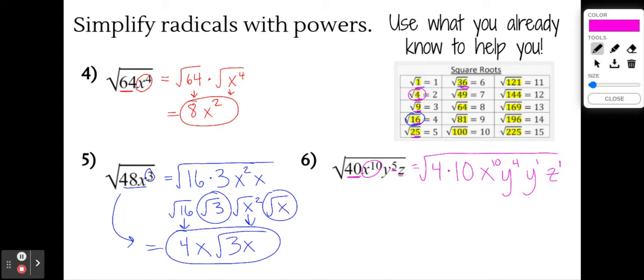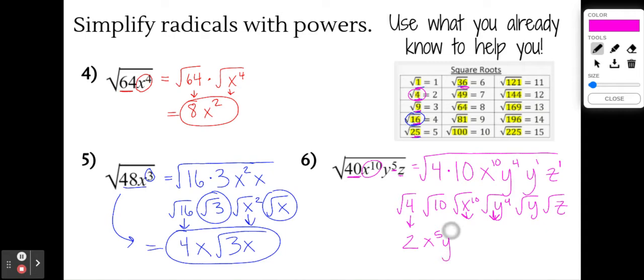Okay, so then let's pull all of these apart. We've got square root of 4, square root of 10, square root of x to the 10th, square root of y to the 4th, square root of y, and square root of z. Okay, they're all being multiplied together. Now, what's a perfect square? Well, this one is, that would be 2. And then x to the 10th, that would be x to the 5th. And y to the 4th is a perfect square. That would be y to the 2nd.